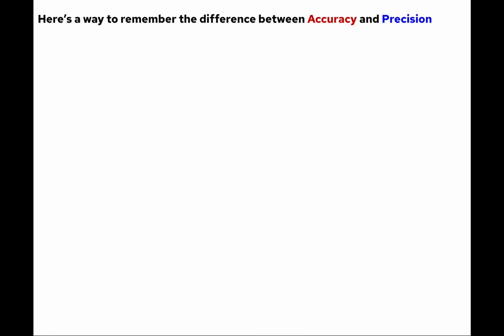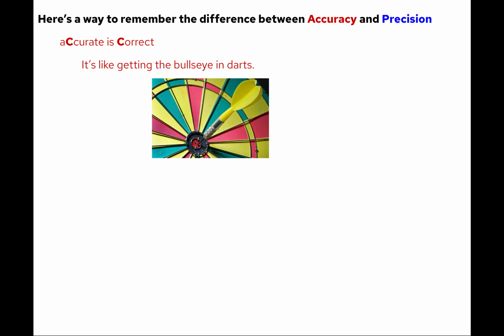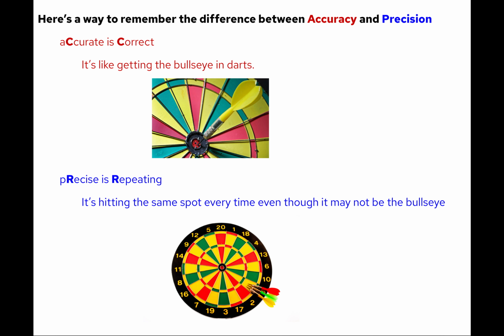So here's a way to remember the difference between accuracy and precision. The second letter in accurate is C, and C you can think of as correct. So in other words, like getting a bullseye every single time, we'd say that that's correct. Where precision, the second letter is R, and you can think of that as like repeating. Remember, I kept getting my 9. Okay, in this case, I don't even know what number that is, but I'm getting that same spot every time, and it's not the bullseye.